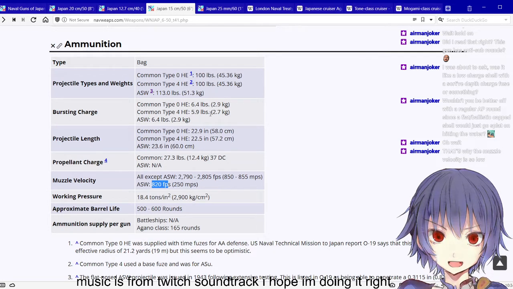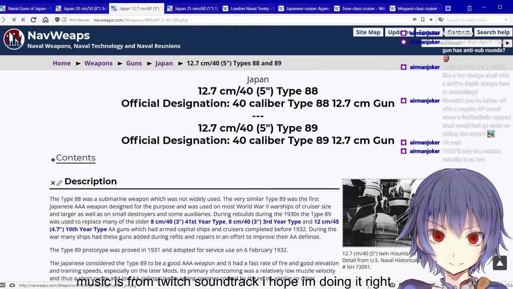Because I have a feeling like 6 pounds of explosive going off next to a sub a couple meters away isn't going to do that much. But I might be wrong. I'm not actually that familiar with depth charge explosive filling. Probably should be.